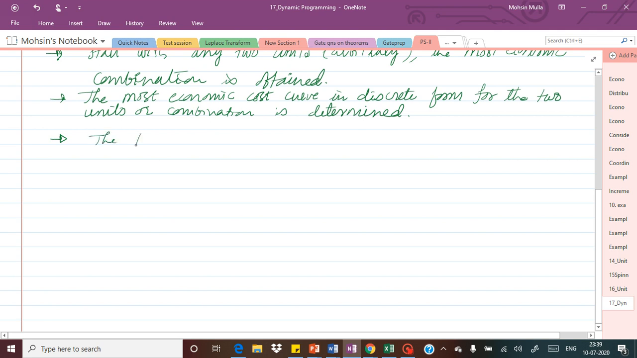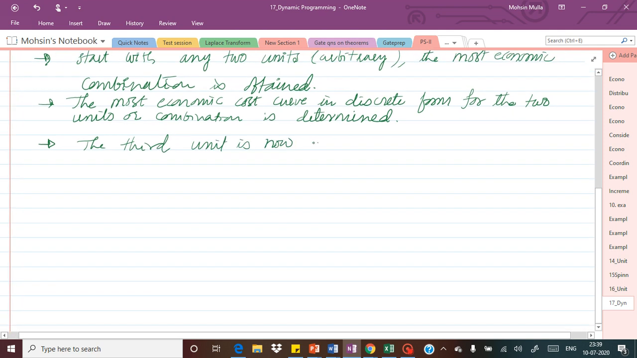The third unit is now added. So now the earlier combination will act as one unit and the third unit will act as the second unit. Again we use discrete steps to determine the cost characteristics of this combination. That earlier combination plus the third unit is now added and the procedure is repeated.